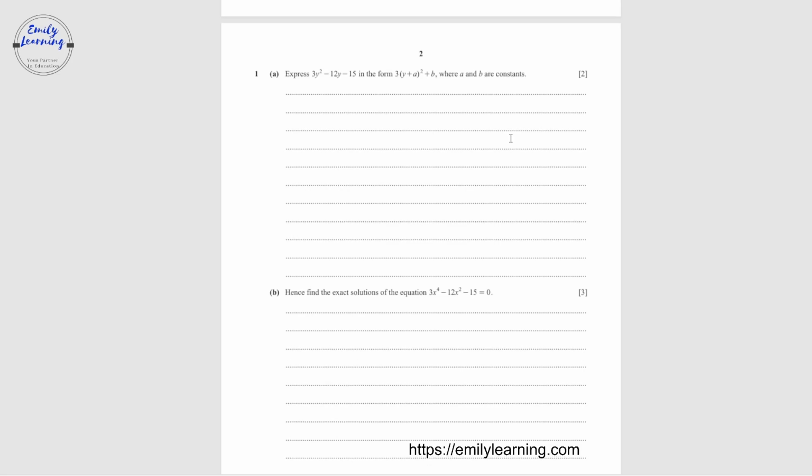In question 1, we are asked to express 3y squared minus 2y minus 15 in the complete the square form, 3 bracket y plus a squared plus b, where a and b are constants. Alright, so let's do it together.